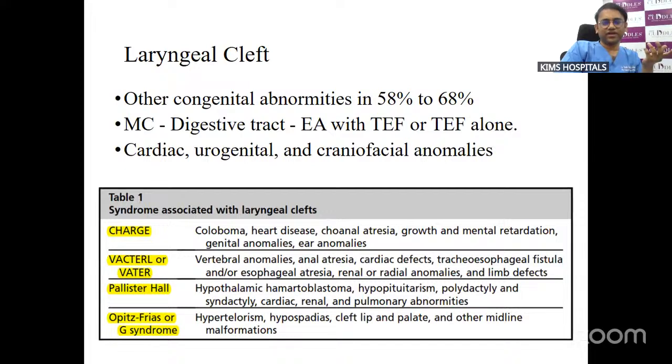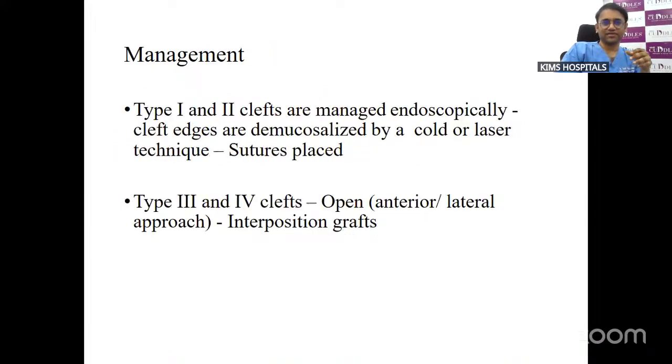So 58 to 68% of laryngeal clefts are also associated with other congenital anomalies. Most commonly these are digestive tract anomalies like esophageal atresia, TEF, or TEF alone can be there. There can be cardiac, urogenital, and craniofacial abnormalities. So there is CHARGE syndrome, Opitz-Frias syndrome, Pallister-Hall syndrome. These can all be associated with laryngeal cleft.